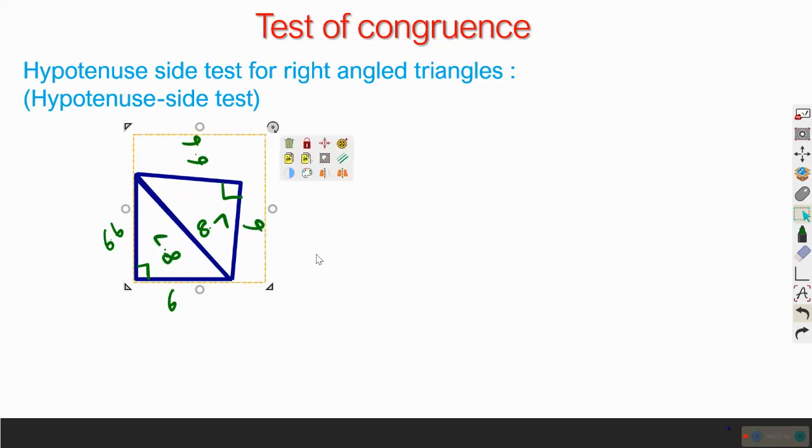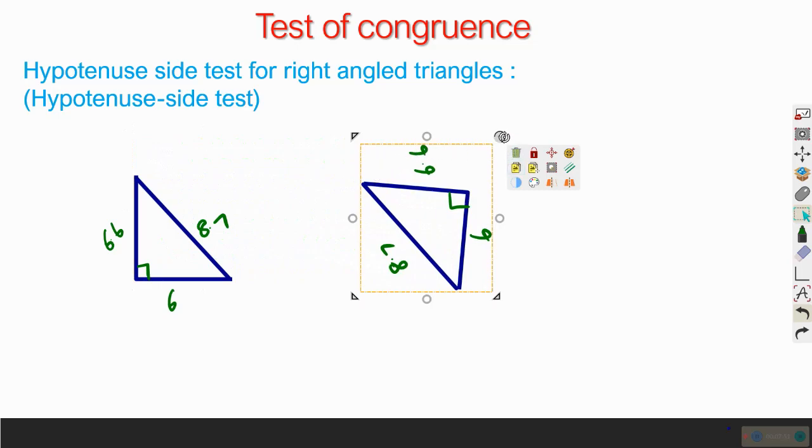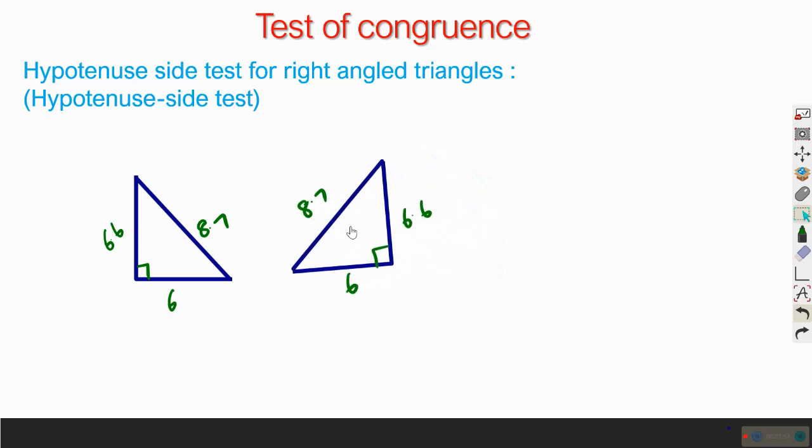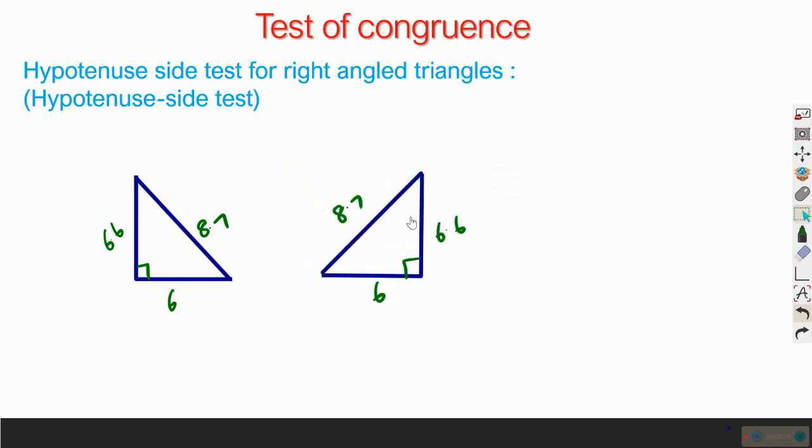These two are congruent triangles. What is congruent here? The hypotenuse is congruent, the right angle is congruent, and one of the sides congruent means automatically the other side is also congruent. This is a special case of a right angled triangle, applicable only for right angled triangles. If two right angled triangles are there, if the hypotenuses of them are congruent and any one of the sides is congruent, the two triangles will be congruent. So my dear students, these are the different tests of congruence in the case of a triangle.